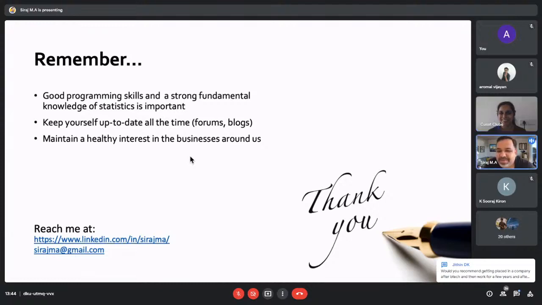Would you recommend getting placed in a company after BTech and then work for a few years and after that pursue data science? Absolutely. Getting a job, jump at it. Don't let it go. But again, depends on what type of job too, right? So keep your aspirations always really high. And when you say recommend getting placed in a company after BTech, there are some cases.